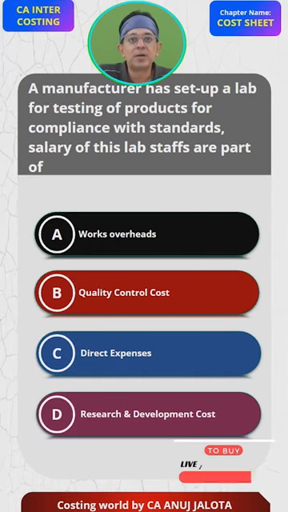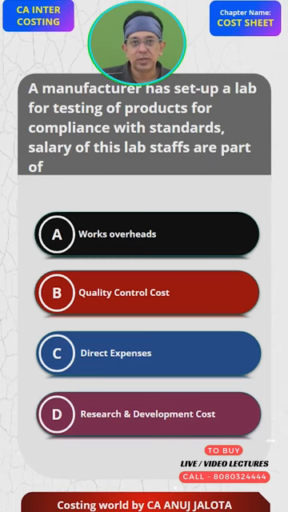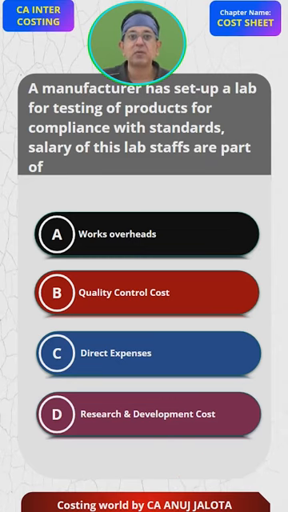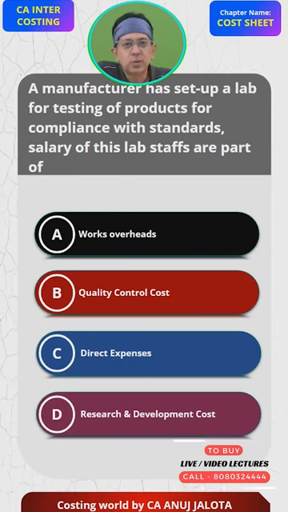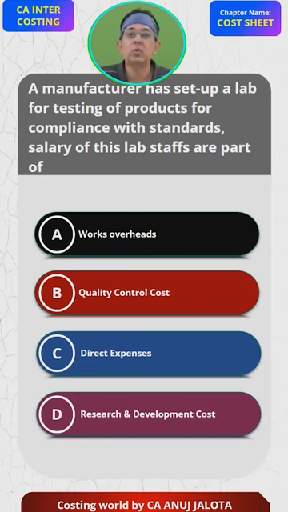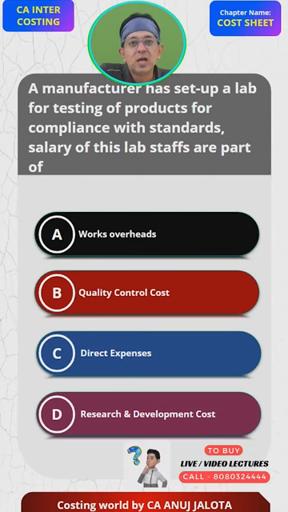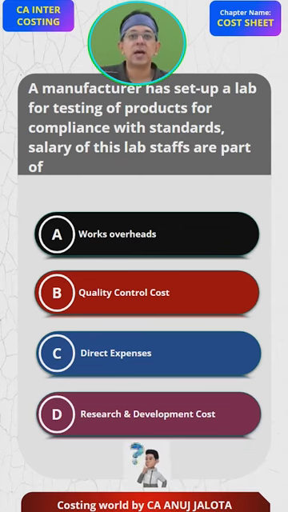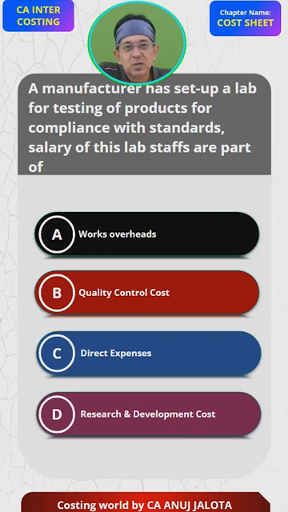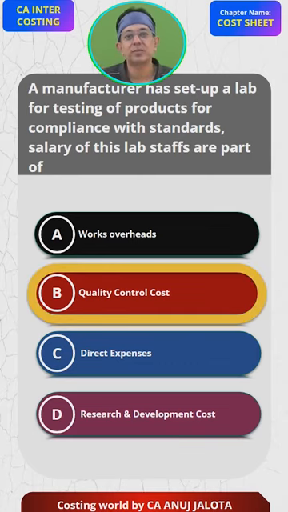What this department is doing is trying to test whether the product we produced was up to the standard or not. This kind of cost is incurred to ensure quality. I think it should be part of quality control cost. Remember, in your cost sheet, quality control cost comes below factory cost, but above cost of production. So if you have thought of the answer, I think that answer should have been B over here. So that's the correct one.